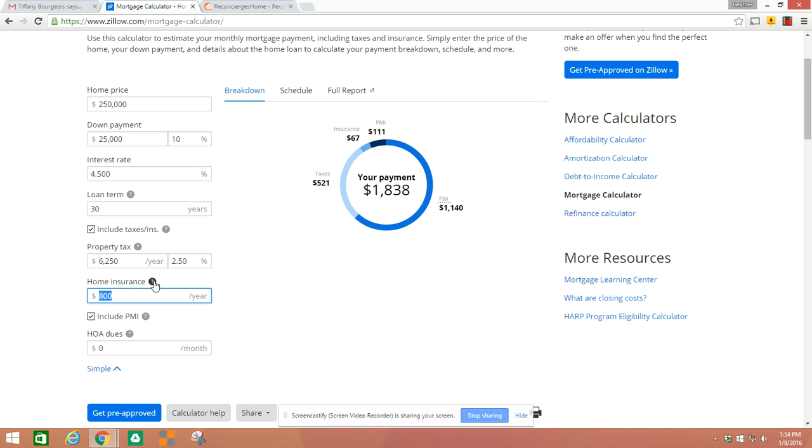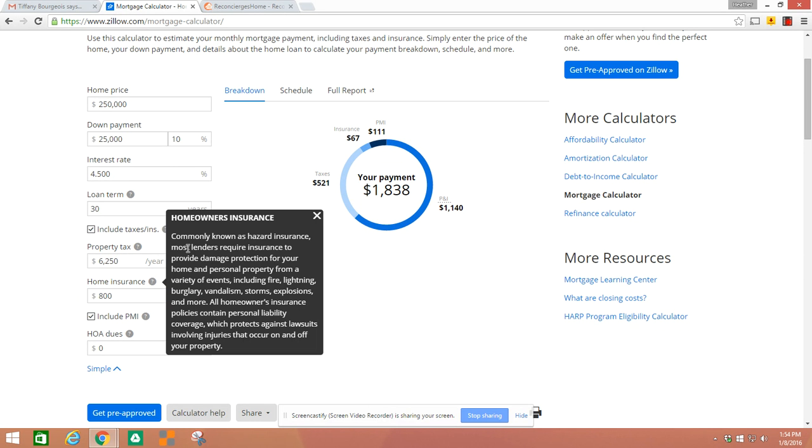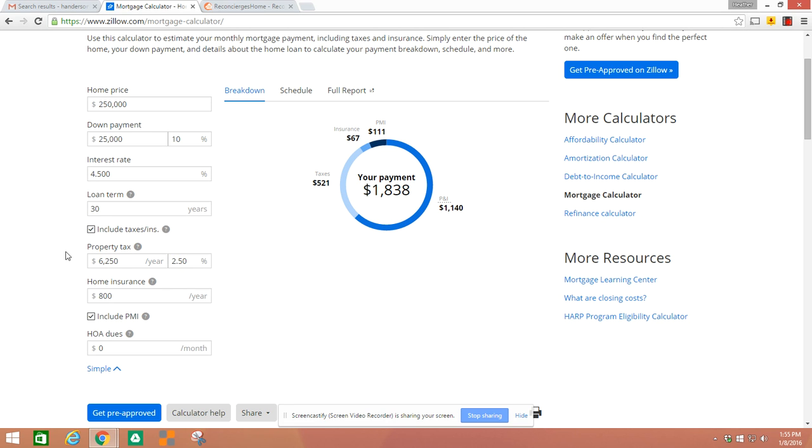Homeowners insurance, which again, Zillow describes as this, commonly known as hazard insurance. Most lenders require insurance to provide damage protection for your home and personal property from a variety of events, including fire, lightning, burglary, vandalism, storms, explosions, and more. All homeowners insurance policies contain personal liability coverage, which protects against lawsuits involving injuries that occur on and off your property. So that is going to be required for every lender that loans you money on your house asset.